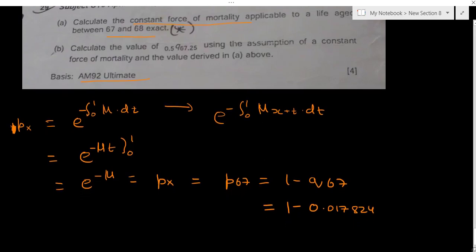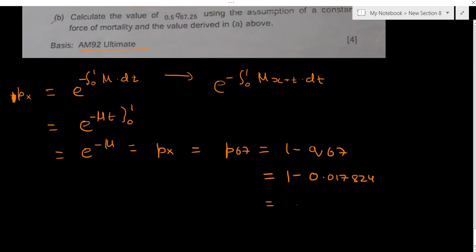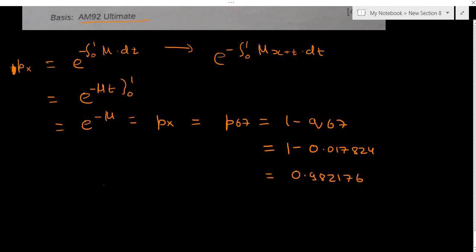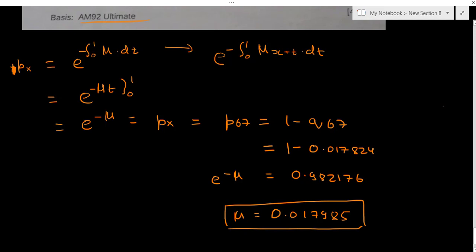Okay, this is your value for it, and this just becomes 0.982176. So this is your value for tPx. If I equate these two, if e to the power of minus mu is equal to this, then taking a log on both sides, the value of mu comes out to be 0.0178985. So this is your value for the mu quantity, your constant force of mortality.